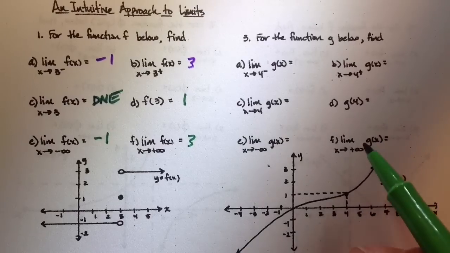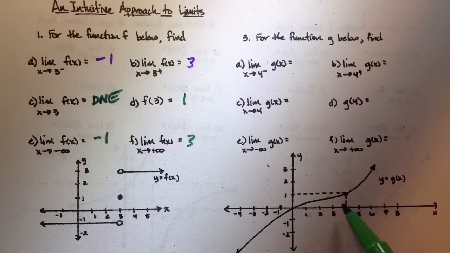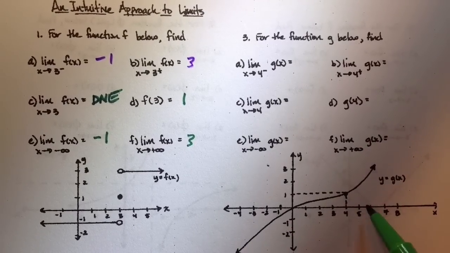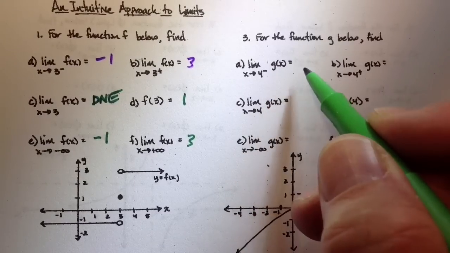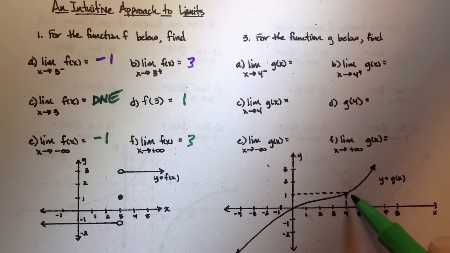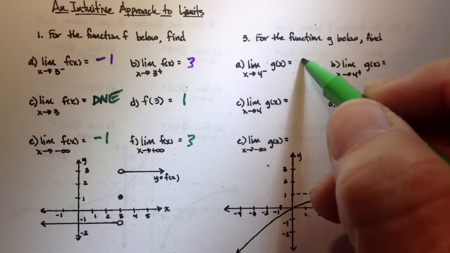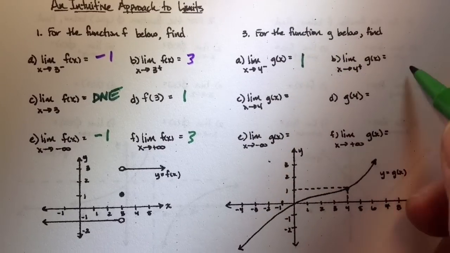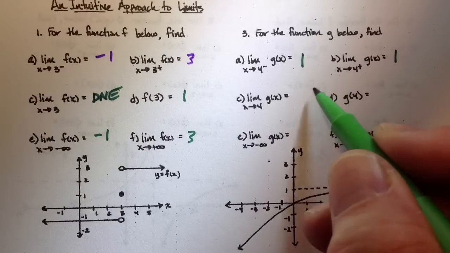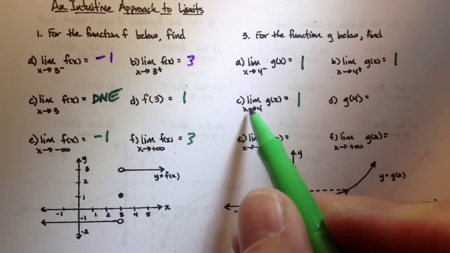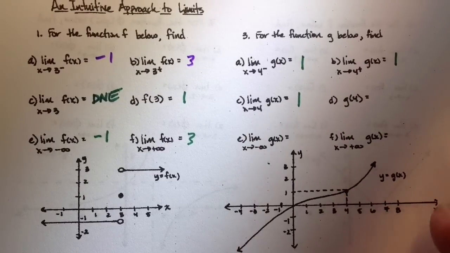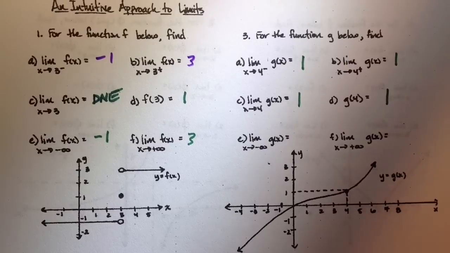Okay, for number 3, as we can see, we have a continuous function here, so there's no breaks in the function, so the intended value is the same as the actual value. So the limit as x approaches 4 from the left is 1, 4 from the right, also 1. When these two numbers match, then C, the limit as x approaches 4, is also 1. G of 4 is also 1.